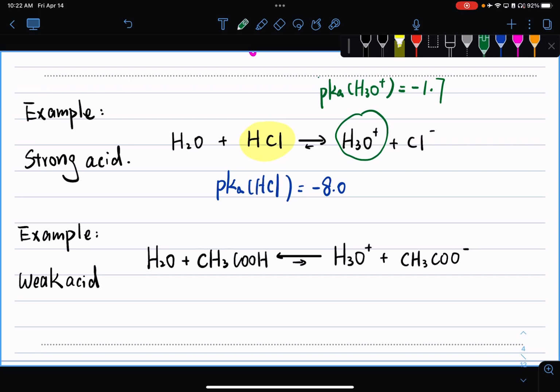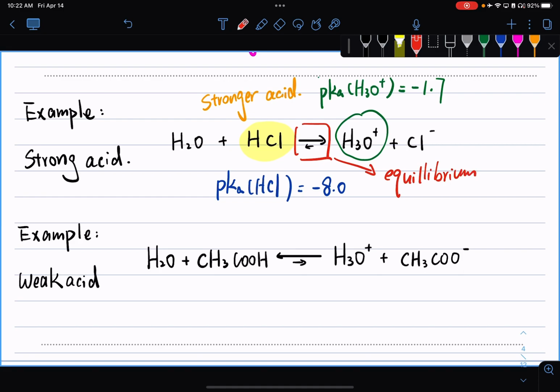So on the left-hand side, we have HCl to be our stronger acid. And what that tells us is the equilibrium would tilt towards the product, or to the right. And that is why when we draw the equilibrium arrow, the arrow leading to the product is longer than the arrow leading to the reactant. That's why we're saying the equilibrium is towards the product.